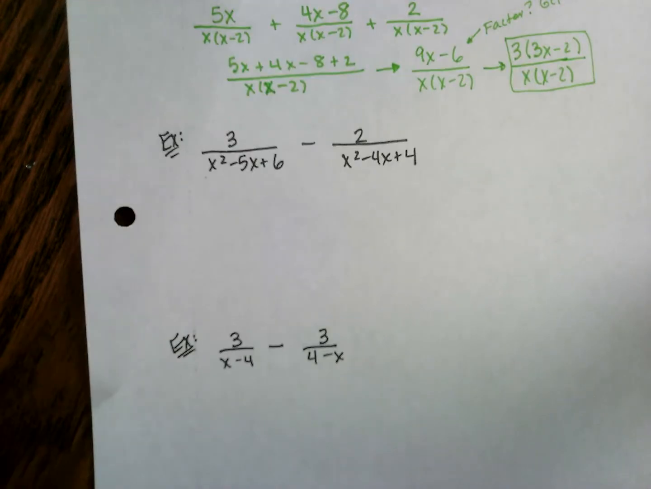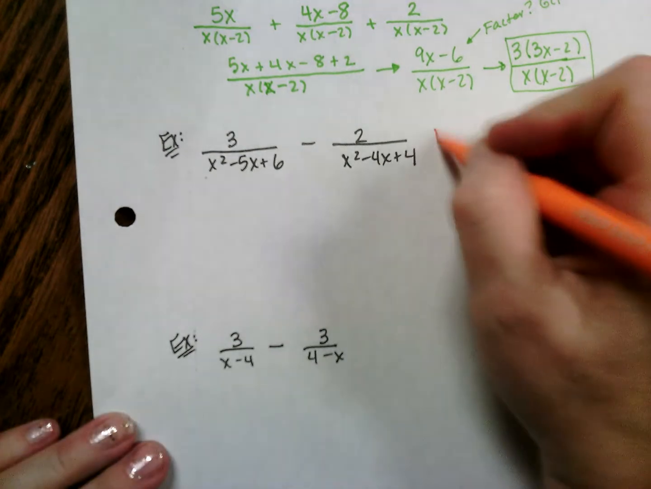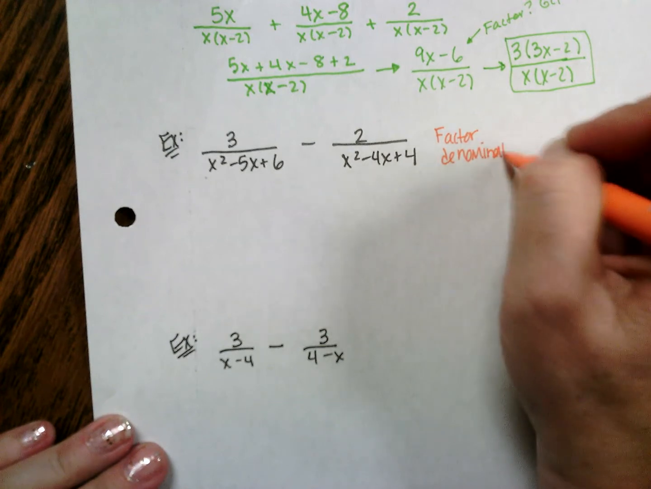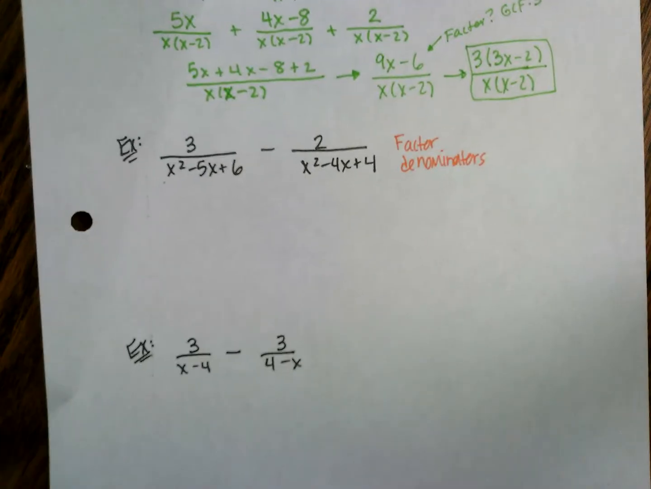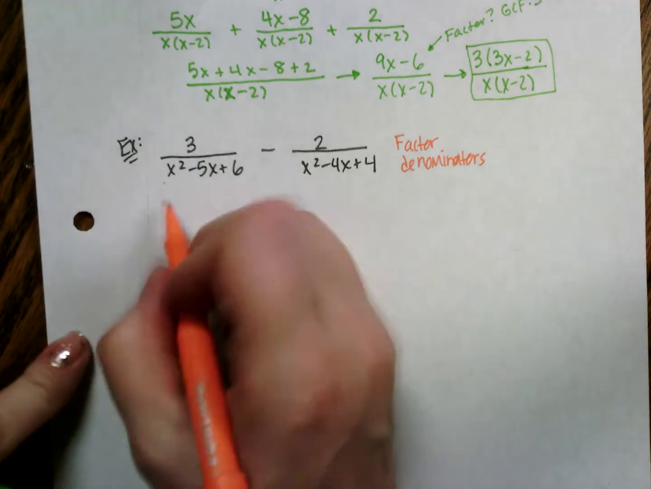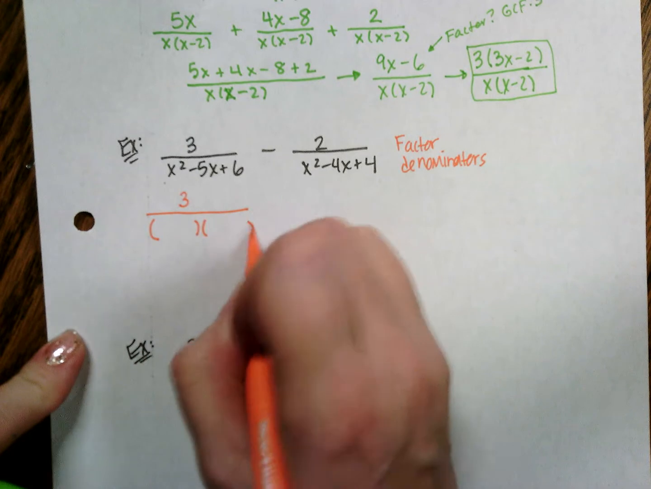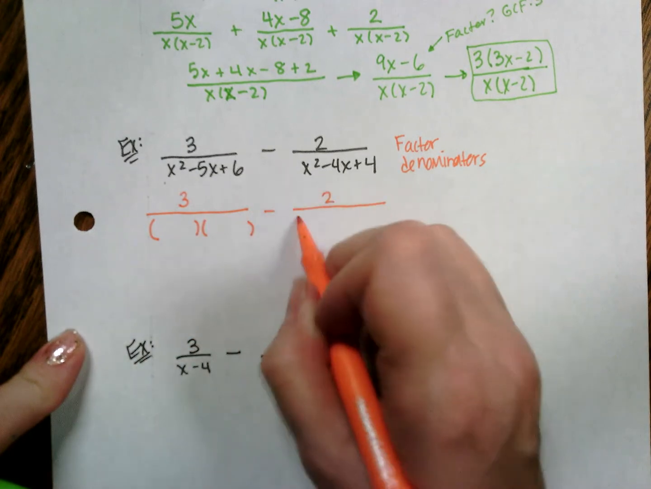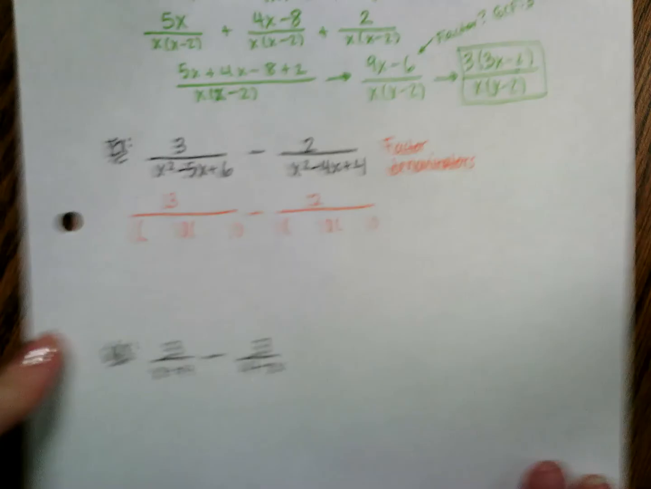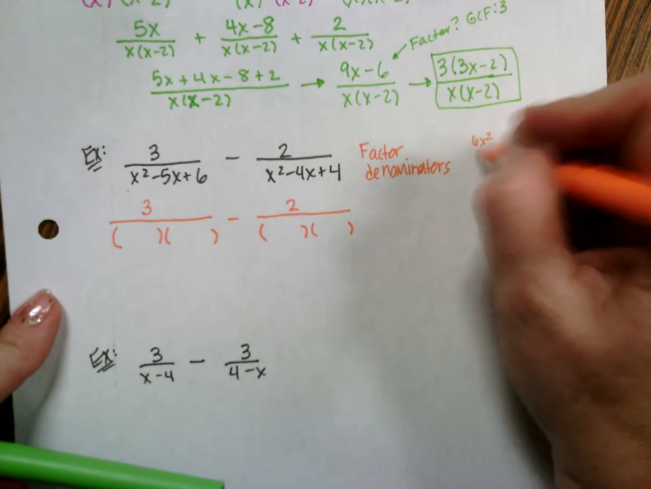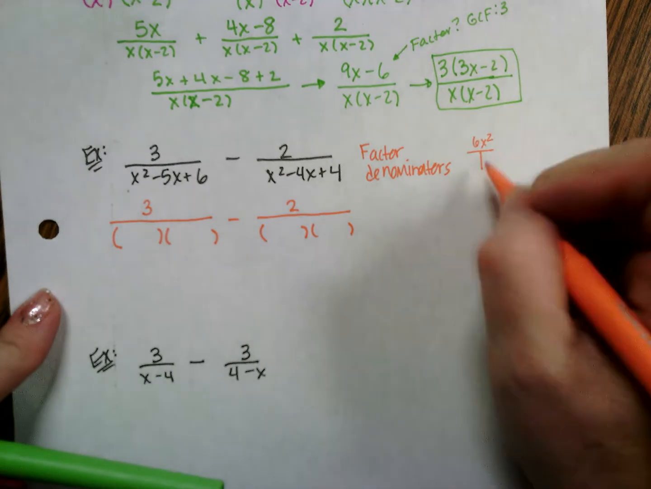Okay, next example. This guy has some factoring that we can do. So that's how we'll start. We will factor the denominators. So if you're super fast at factoring, these problems will go quicker for you than if you take longer to factor. So we'll do our factoring over here. So we're going to take first times the third, so 6x squared.